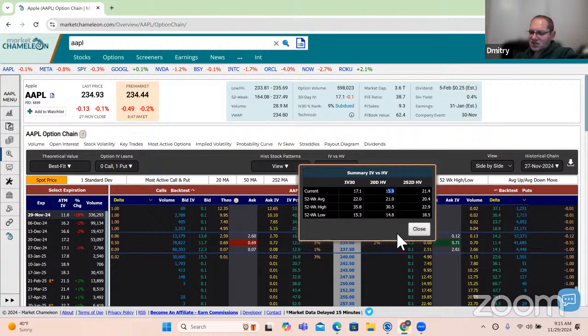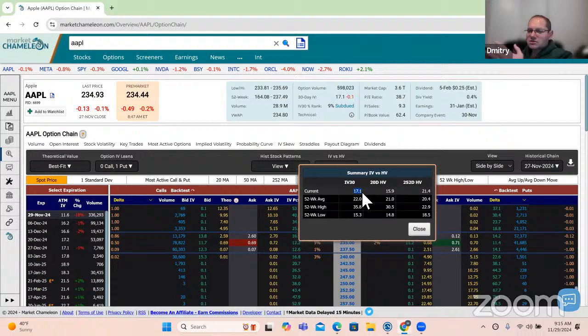Okay. So maybe that implied volatility makes sense. If we expect the volatility of Apple stock to look similar to the most recent 20-day observation, then this implied volatility may make sense. Okay, it might not be that crazy that it's so low.